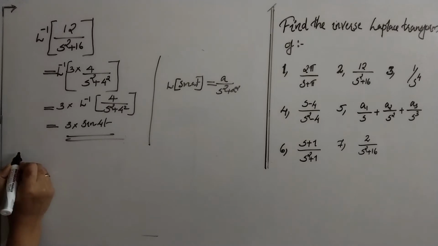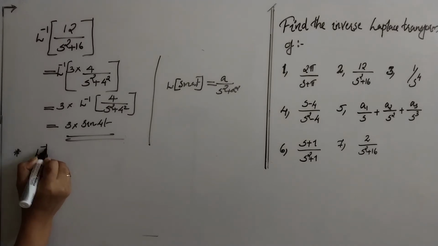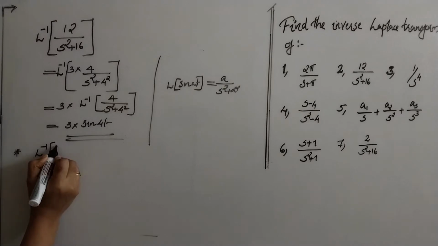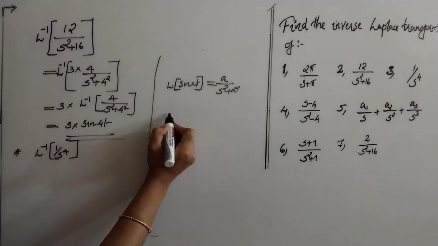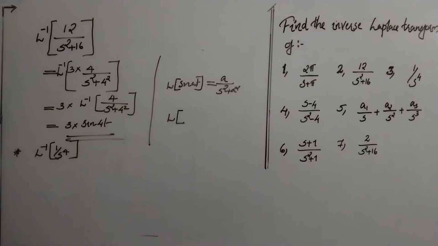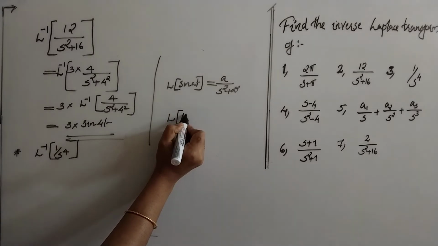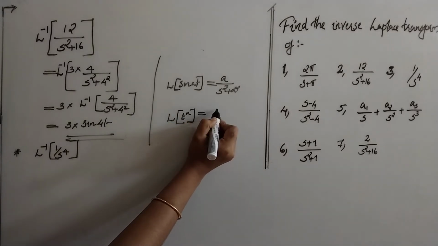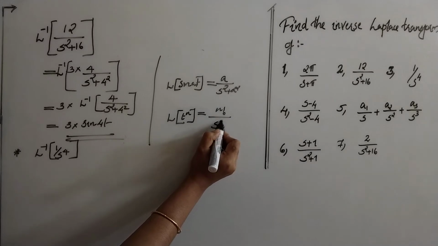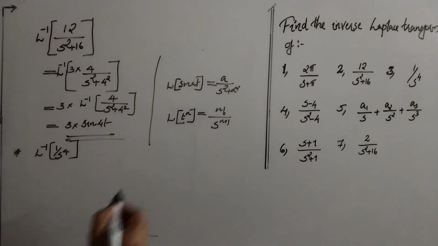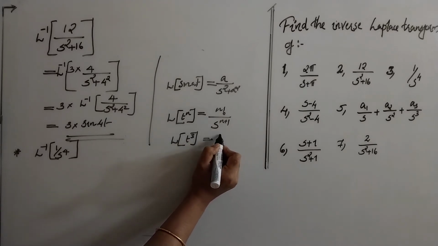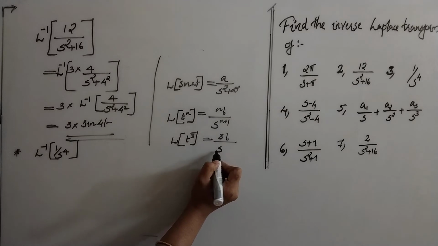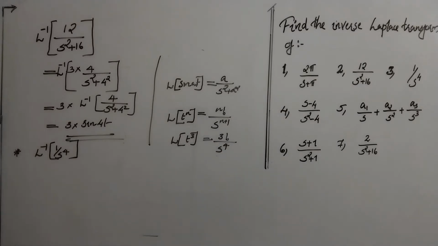Next one is inverse Laplace transform of 1 by s raised to 4. We have the formula Laplace transform of t raised to n is equal to n factorial divided by s raised to n plus 1. Then Laplace transform of t cube is 3 factorial divided by s raised to 3 plus 1, that is 4. 3 factorial divided by s raised to 4.